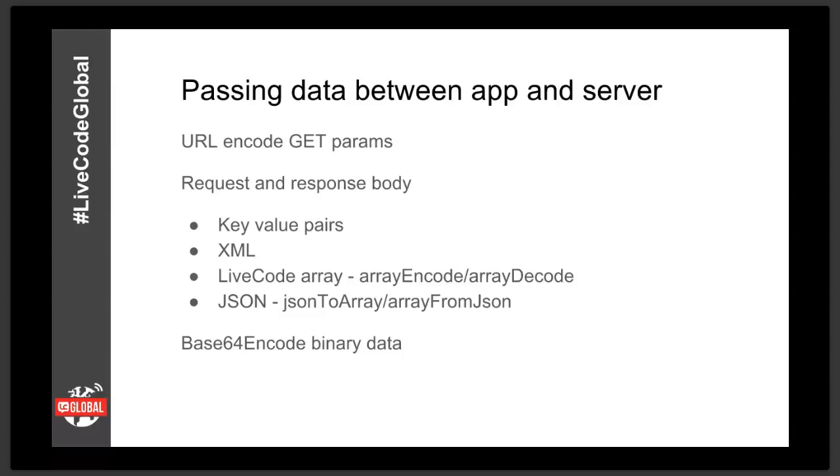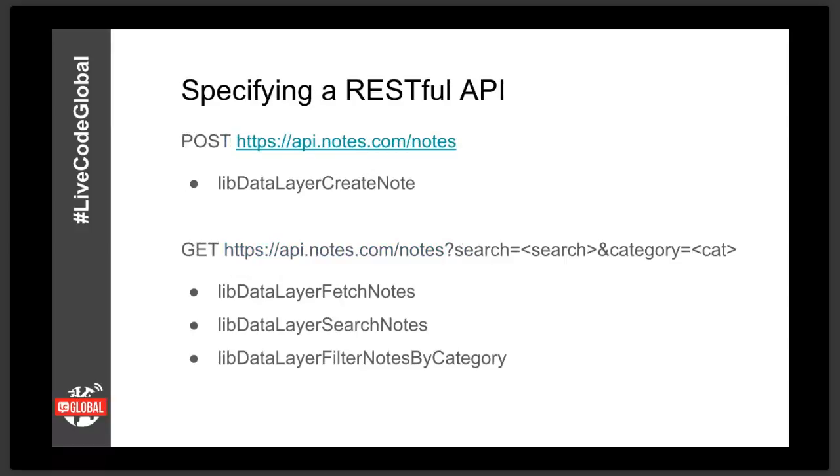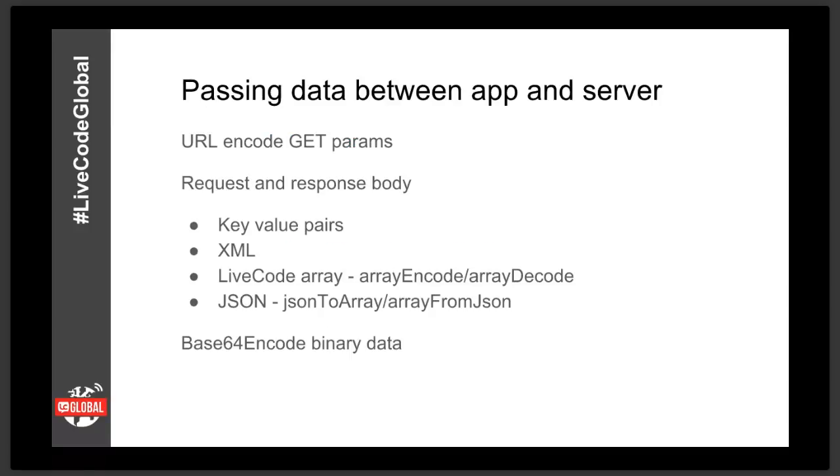So I touched on this briefly earlier, but when you're passing data between the app and server, there's a few things that you need to take into consideration. First of all, we need to URL encode all the GET parameters. So back here, the GET parameters are, for example, search equals the search term and category equals the category. We make sure those are all URL encoded so that the information is properly escaped and handled by the server rather than getting a little bit confused with one character, possibly your search string contains an ampersand or something like that. So that means that all the characters are properly escaped.